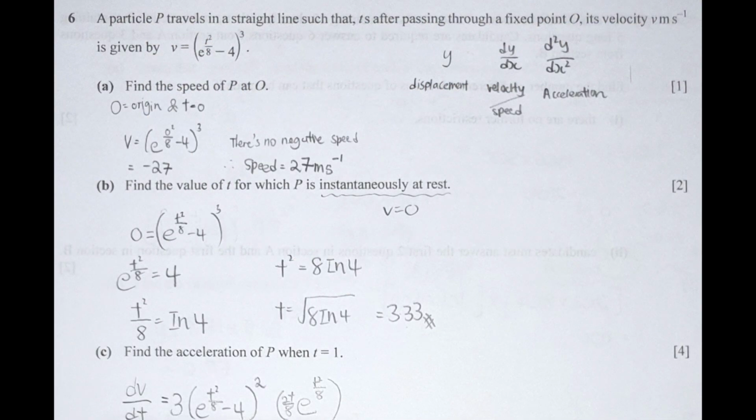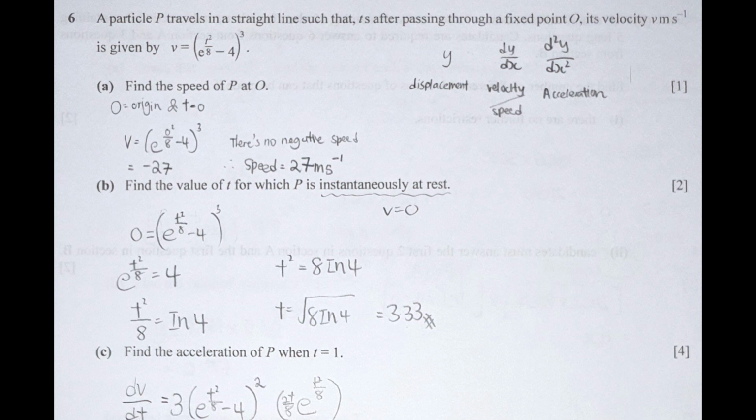Question 6. A particle P travels in a straight line. T seconds after passing through a fixed point O, its velocity is given as v equals (e to the power of t squared over 8 minus 4) to the power of 3. So they're asking for the speed of P at O.